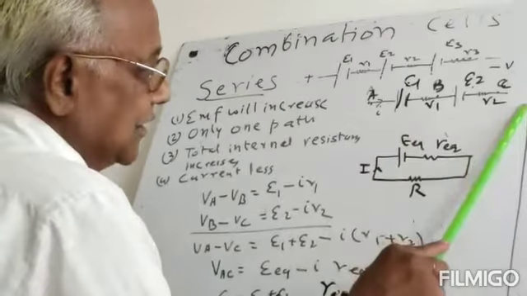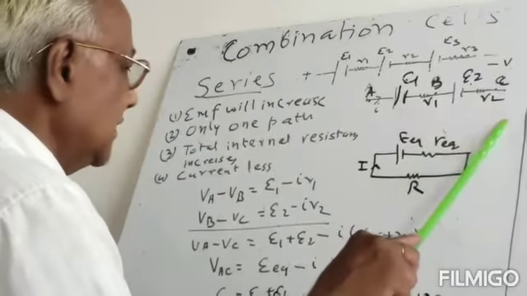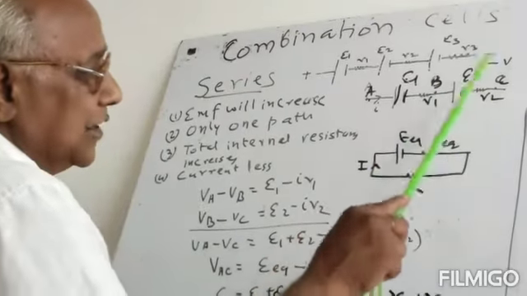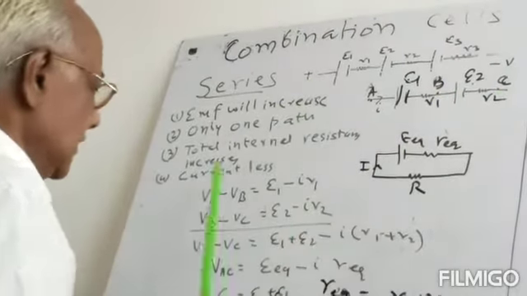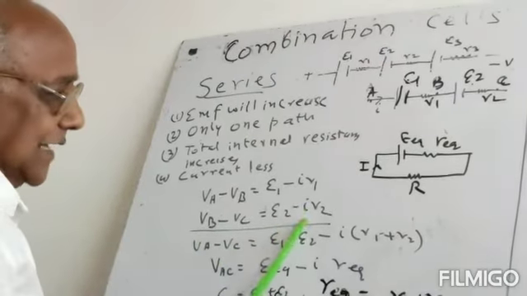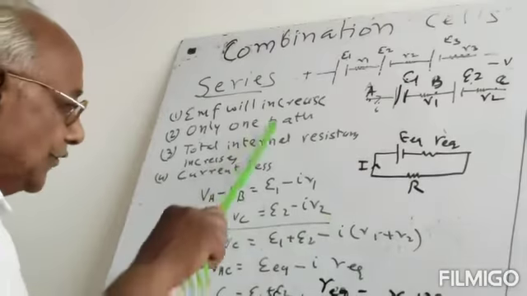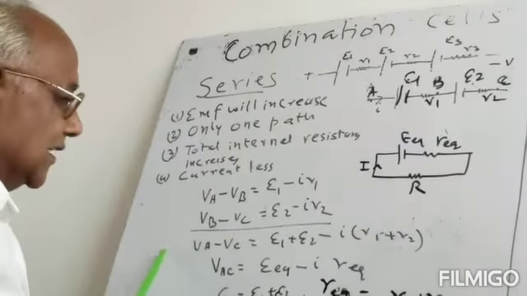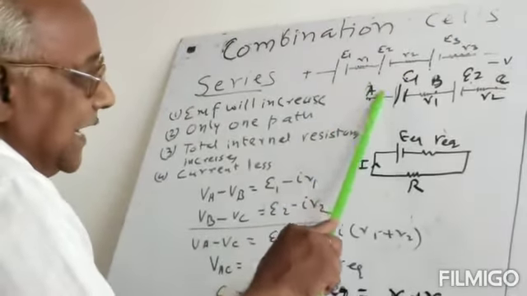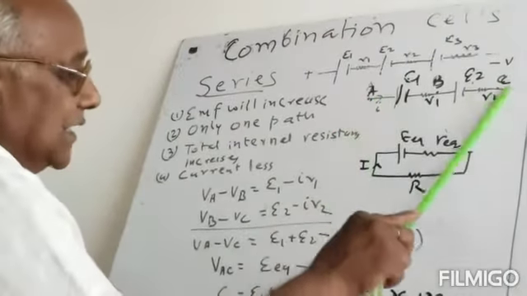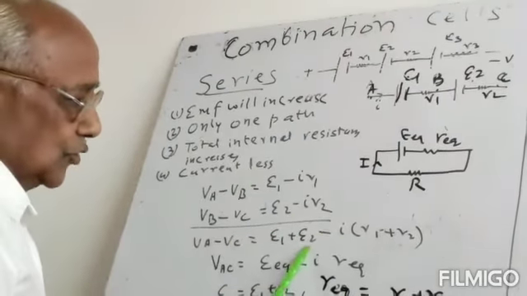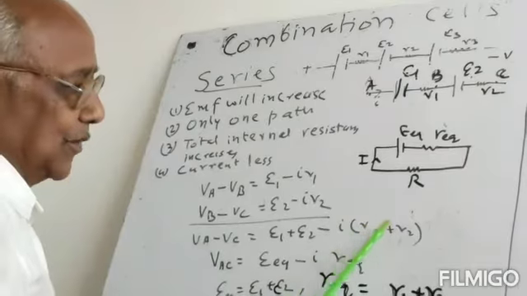Between points B and C, current is flowing also in the same direction. So the potential of VB is more than VC. So VB minus VC will be equal to epsilon 2 minus I into R2. So if we sum it, this VB will be cancelled. VA minus VC, means the potential difference between A and C, will be equal to epsilon 1 plus epsilon 2 minus I into R1 plus R2.